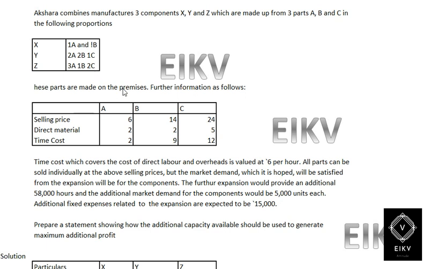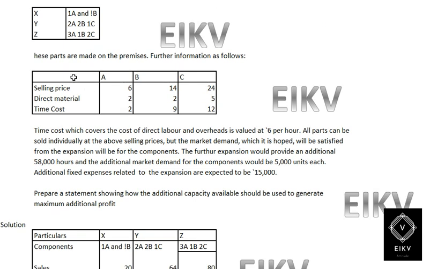Here, these parts are made on the premises. Further information is as follows. The selling price of A, B and C has been given as 6, 14 and 24. Direct material is 2, 2 and 5. Time cost is 2, 9 and 12. Time cost, which covers the cost of direct labor and variable overhead, is valued at 6 per hour.